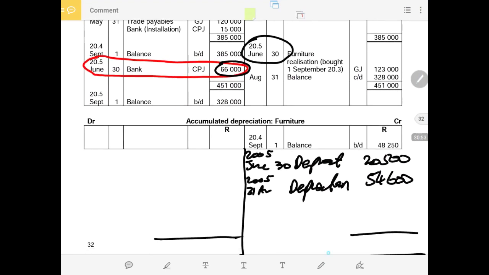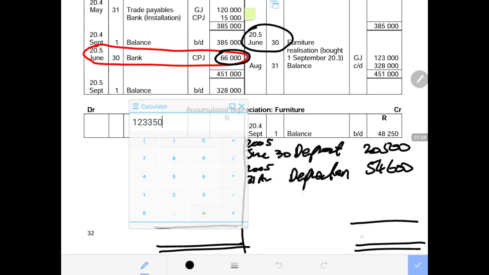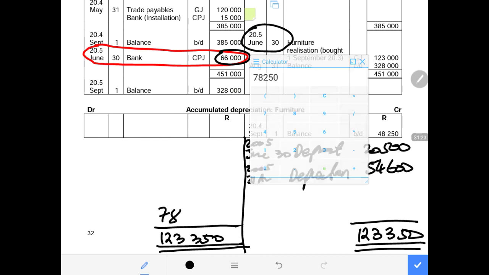Then we need to calculate the total of our accumulated depreciation, which is 48,250 opening balance plus 75,100. This gives us 123,350. Then 123,350 minus 45,100. Hope you get that. It will give us 78,250. This becomes our balance carried down.